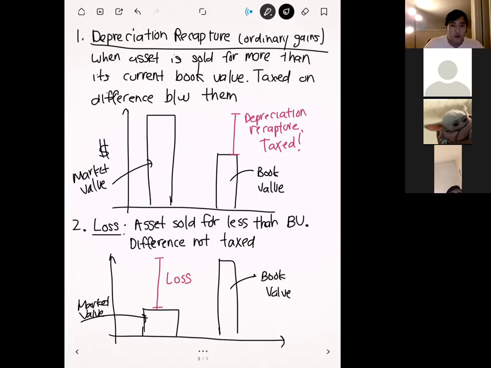The third situation that we have is called capital gains. Capital gains are when you sell your asset for actually higher than the original cost.